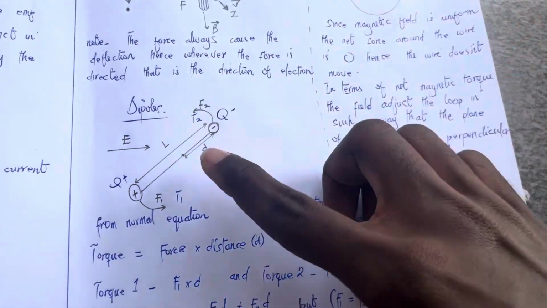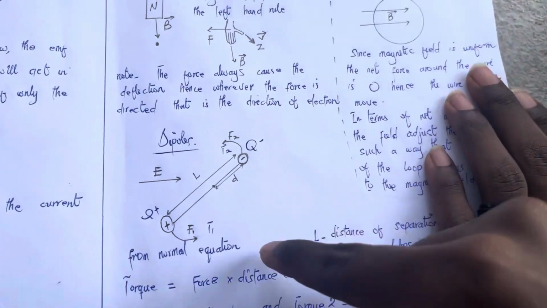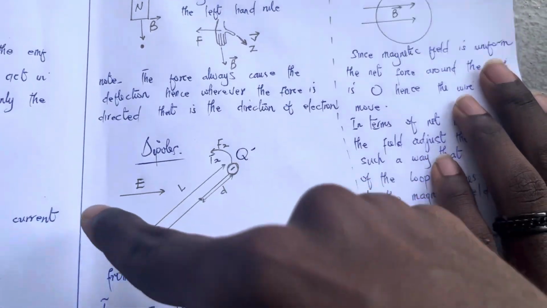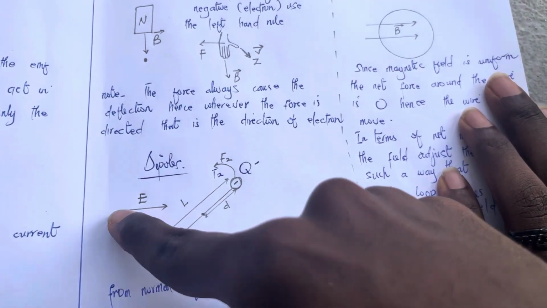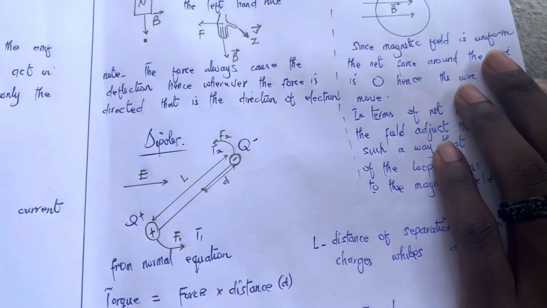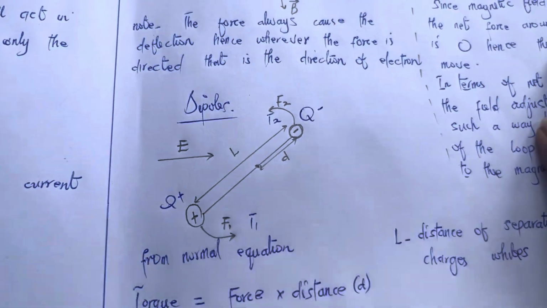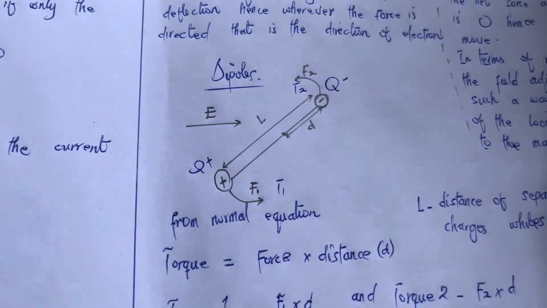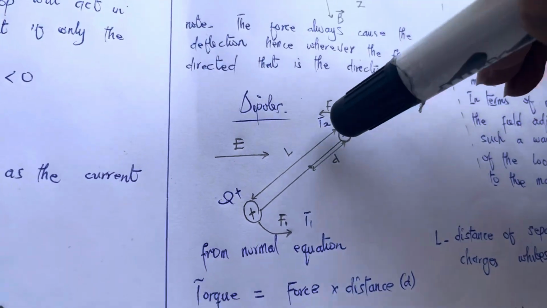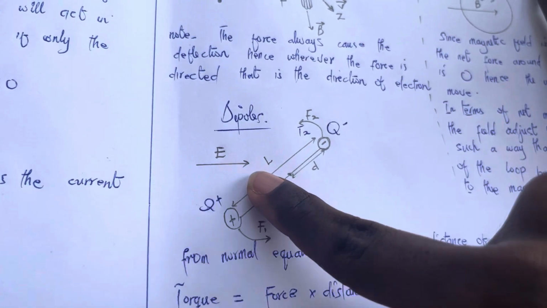When we are talking about dipoles, here you are talking about electric charges. This is the direction of your electric field, and this is your dipole. Dipole means there are two charges with the same magnitude but opposite sign. One is negative, the other one is positive. They both have the same magnitude. So from here, this is the direction of the electric field.